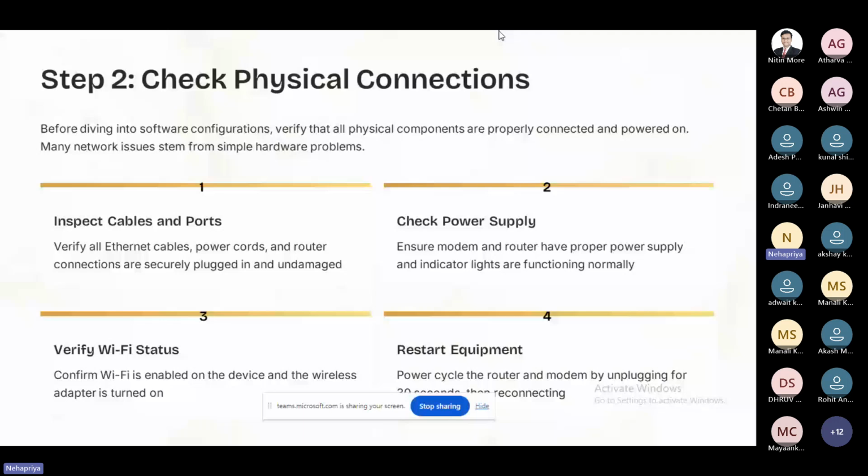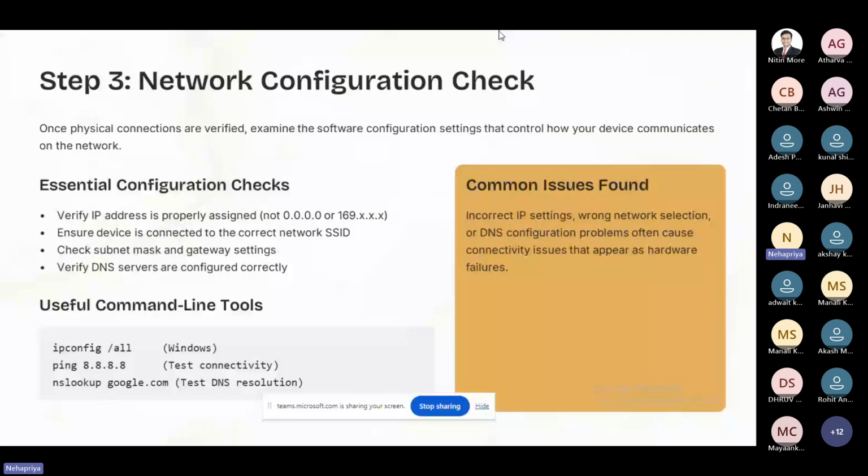So the next step is the network configuration check. After checking hardware, we move to software configuration. Here we check if the network settings are correct. Important things to verify include: IP addresses should be valid. This is the main thing. And the subnet mask and default gateway should be correct. Then verify DNS servers are configured correctly.